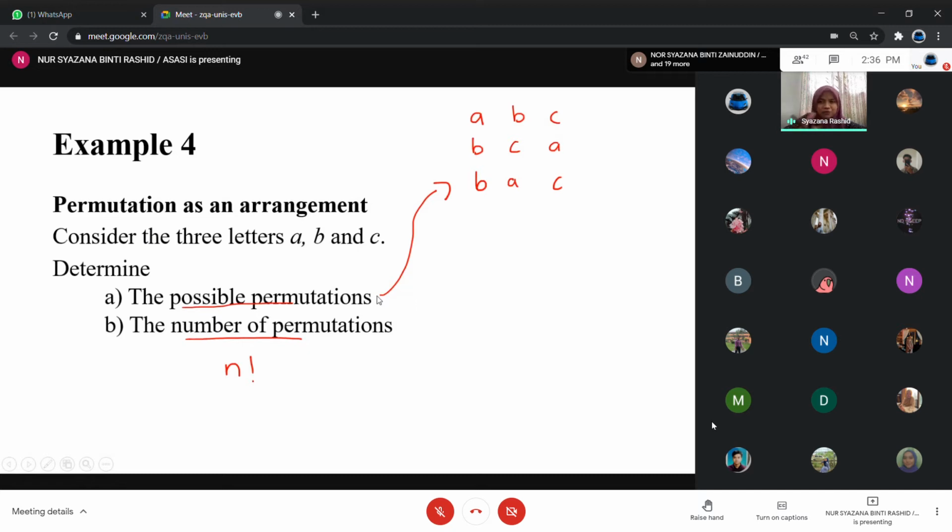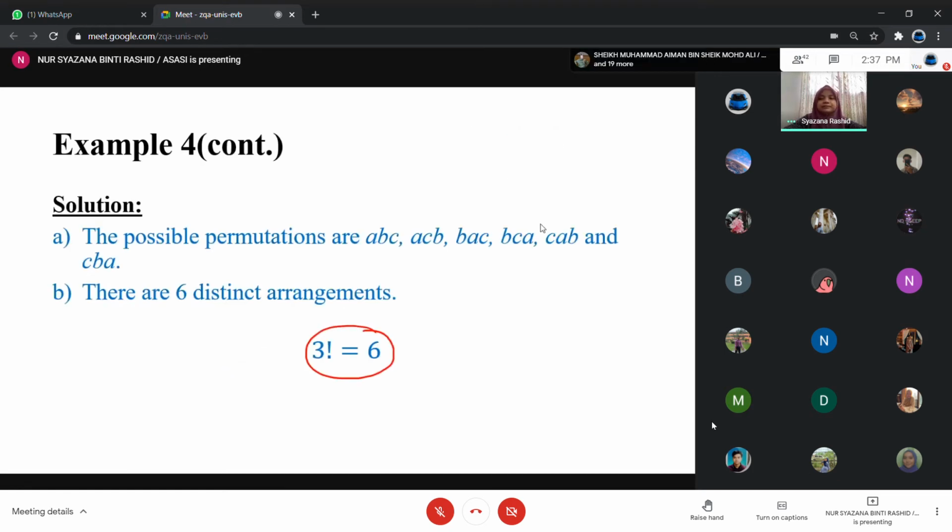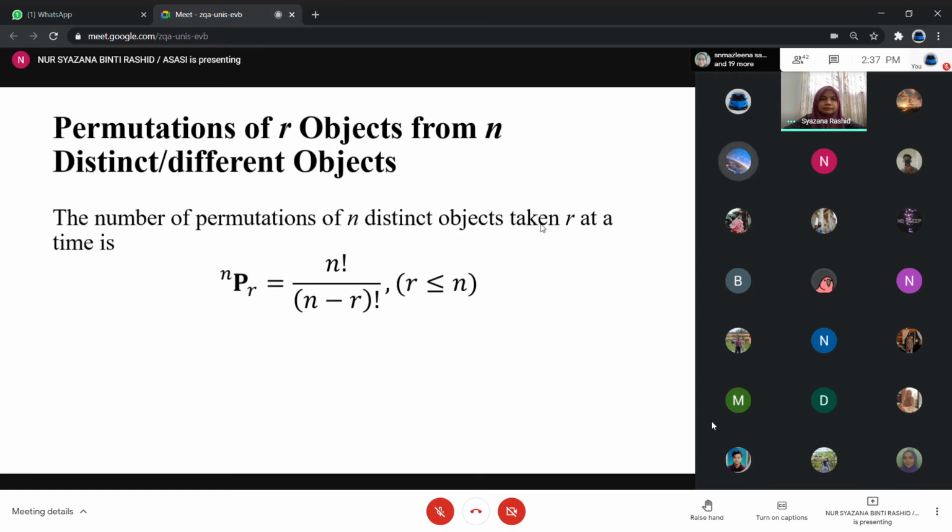Dia minta number of, ataupun kadang-kadang cakap how many. How many permutation. How many arrangement. Tu maksudnya kena bagi dalam nombor. Tapi kalau dikata list the permutation, list the possible permutation, list the possible arrangement, meaning you need to list all this. Okay? So kena tahulah detect soalan tu nak apa. Ada soalan setakat ni? Tak ada. Okay, so settle first formula for permutation.